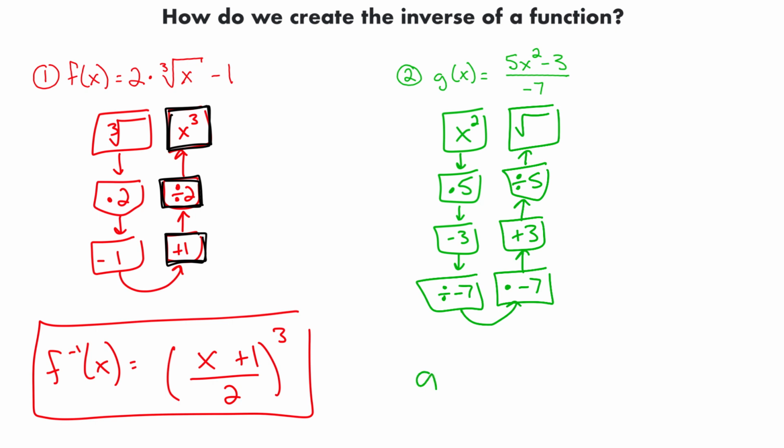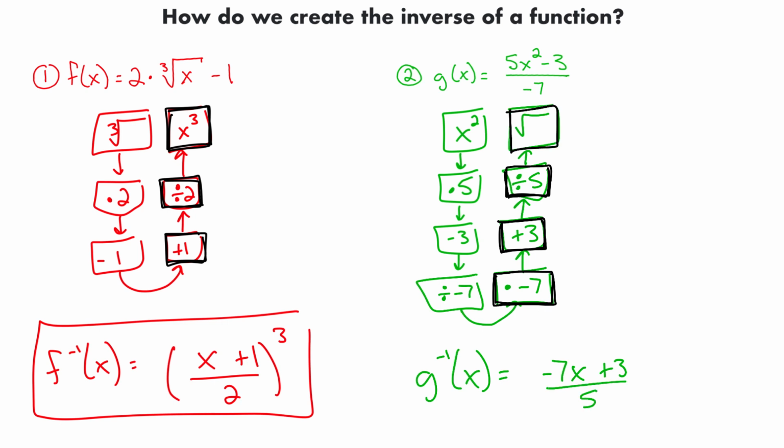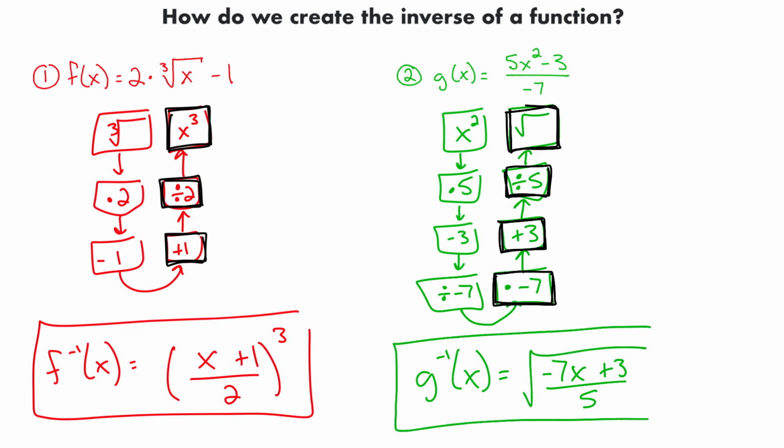All right, so for the function g inverse, the first step is I'm going to start with an x, and I'm going to go through this chain on the right side in the inverse order. So I'm going to multiply that x by -7. Then I'm going to take that -7x and add 3 to it. Then I'm going to take that quantity and divide it all by 5. And then I'm going to take that entire thing and put it underneath a square root. And this would be my solution.